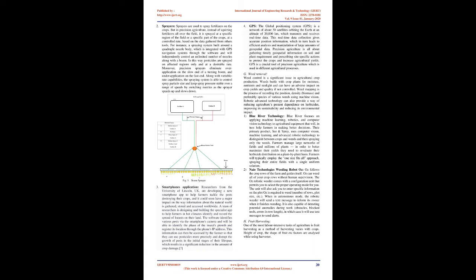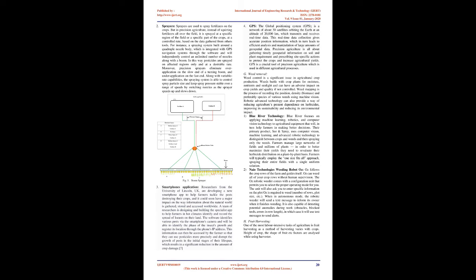4. GPS. The Global Positioning System, GPS, is a network of about 30 satellites orbiting the Earth at an altitude of 20,000 kilometers, which transmits and receives real-time data. This real-time data collection gives accurate position information, which in turn leads to efficient analysis and manipulation of large amounts of geospatial data. Precision agriculture is all about gathering timely geospatial information on soil and plant requirements and prescribing site-specific actions to protect the crops and increase agricultural yields. GPS is a crucial tool of precision agriculture which is used in different agricultural processes.